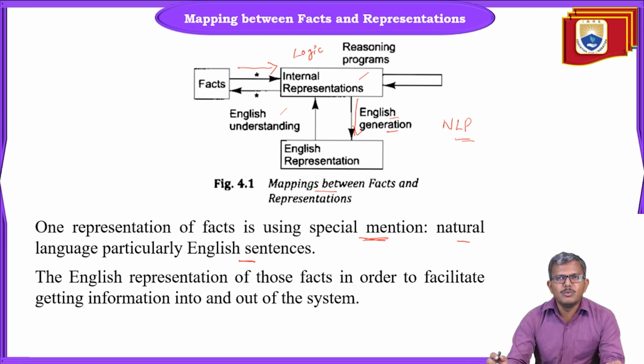In simple words, we can understand that these internal representations are for the program's purpose, which will be represented in the form of some symbols. But when it comes to humans, all the representations we are going to make in English only, in natural language, so that it will be very easy for humans to understand. So the English representations of these facts are there to facilitate getting information into and out of the system. These arrow marks are going to talk about the same point.